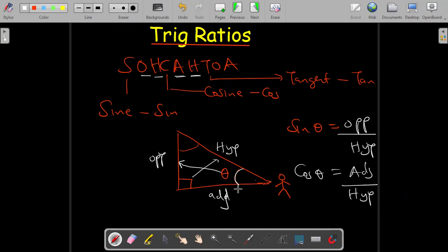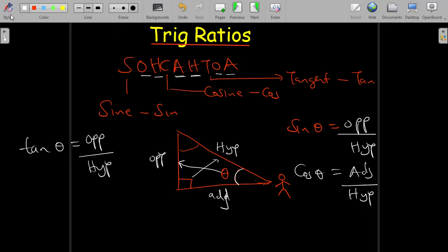Then the other one which we have is tan. And tan theta is opposite over hypotenuse. So opposite over the hypotenuse. So this here are my trig ratios.